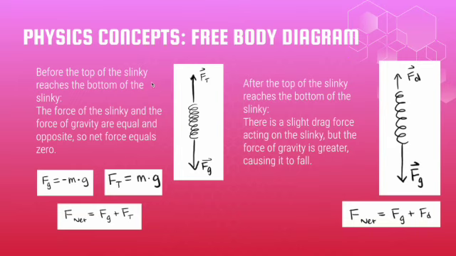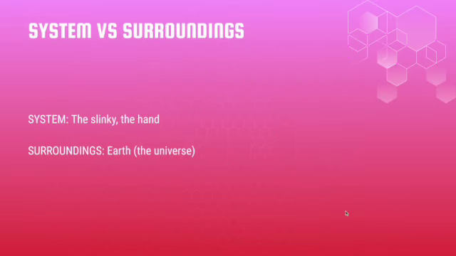Before the top of the slinky reaches the bottom of the slinky, the force of the slinky and the force of gravity are equal and opposite, so net force equals 0. After the top of the slinky reaches the bottom of the slinky, this is condensed, there's a slight drag force acting on the slinky, but the force of gravity is greater, causing it to fall. So in this case, net force is equal to the force of gravity plus drag force. The system in this experiment was the slinky and the hand dropping the slinky, and the surroundings was Earth and everything else.